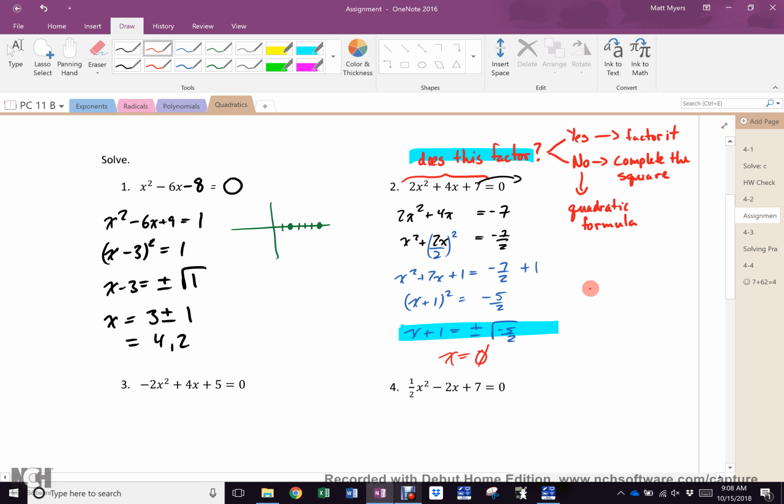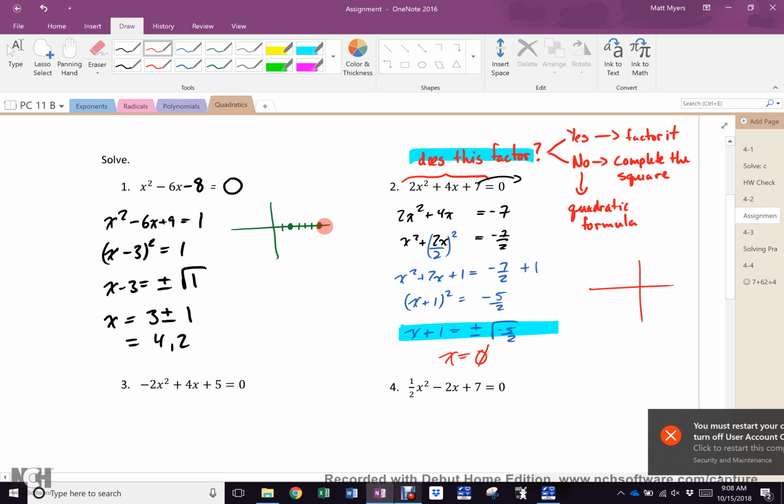So what would it look like on a graph? Is there anywhere on here that I can put dots like here? No. So we cannot put this on a graph. There is no x value for it, or no x root. We'll talk about what that means in a minute.